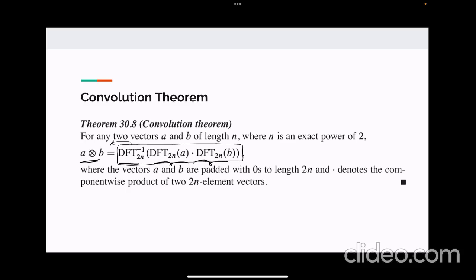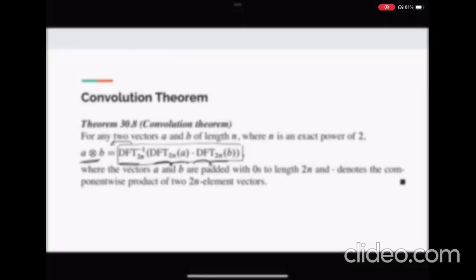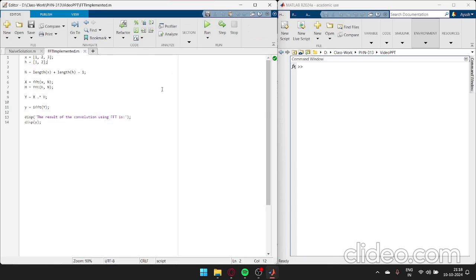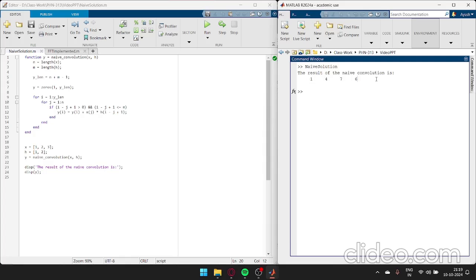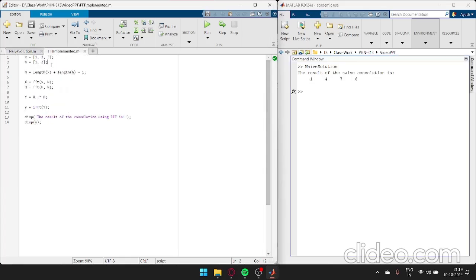So I'll just share with you the MATLAB code for this, not the pseudocode. For the last part, I want to share with you the code of the fast Fourier transform. I also have the code for the naive solution, but I've already explained that in the slide. We can run it once again. So let's just run the naive solution once. We have x equal to 1, 2, 3, and h equal to 1, 2. When we run it, we get again the naive solution convolution, which is 1 4 7 6. Let's see, does the fast Fourier transform implementation give the same result?